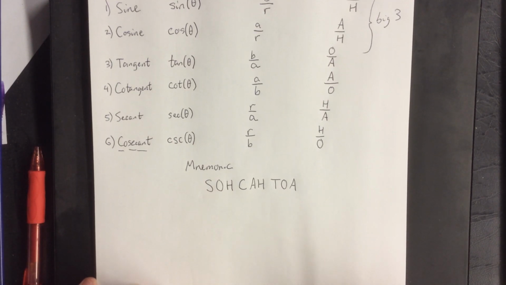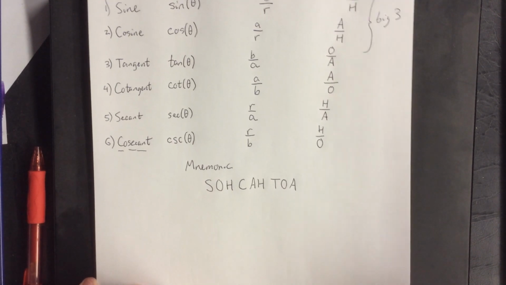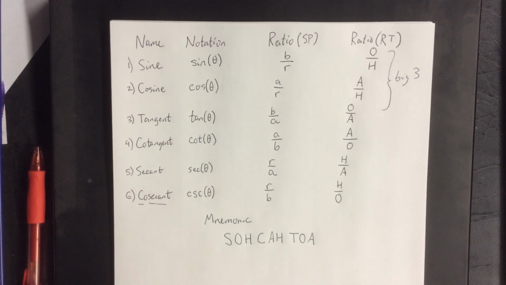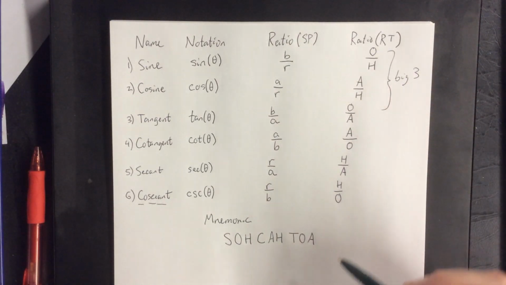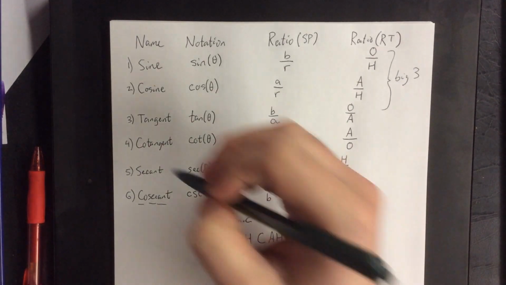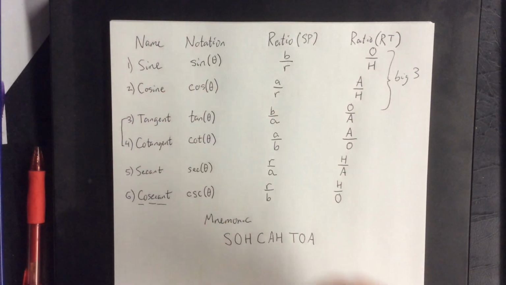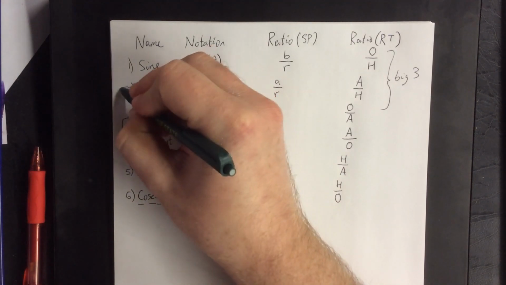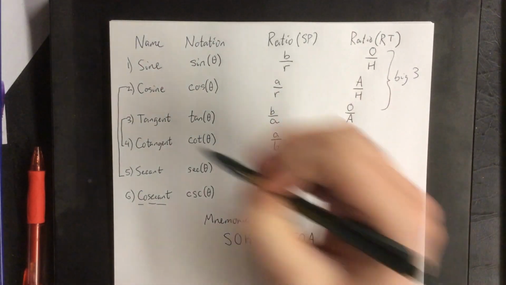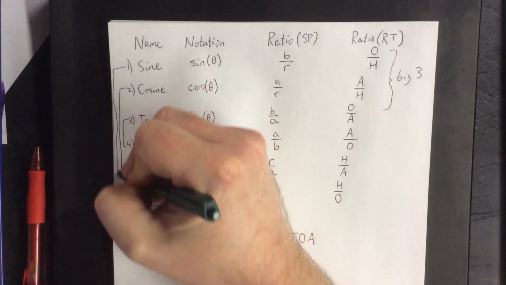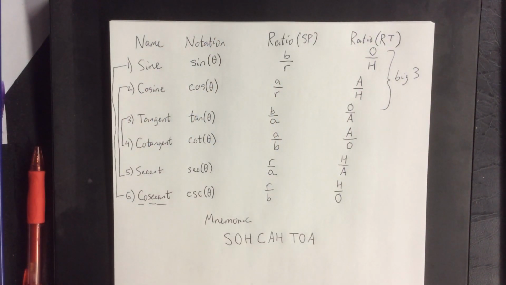Now, if you can remember the big 3, the next question is remembering the others. Now, with that in mind, you'll notice that some of these ratios happen to be reciprocals of each other. The tangent and the cotangent happen to be reciprocals of each other. The cosine and the secant both involve the adjacent and the hypotenuse, and the sine and the cosecant also happen to be reciprocals of each other.